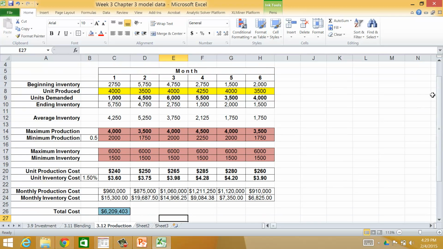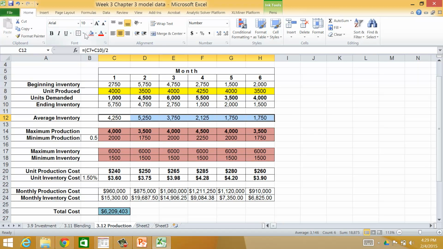Then you can add a text box here, just to put the title of this spreadsheet. Then you have a nice and clean spreadsheet that reads pretty well. So you read it: the beginning inventory, produced units, demand, and inventory. Then we calculate, oh I forgot this part. We calculated the average inventory. And we have those restrictions on it. Then we calculate the unit cost, then the total cost. Monthly production cost, monthly inventory cost, and the total cost.